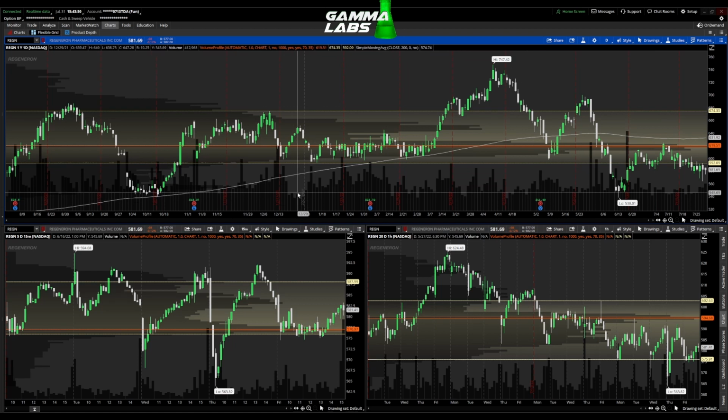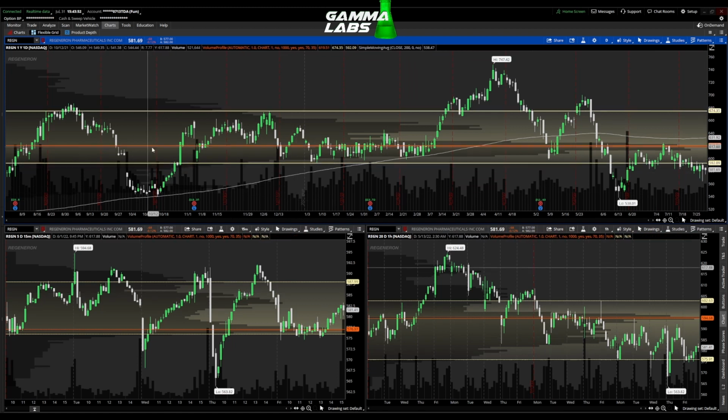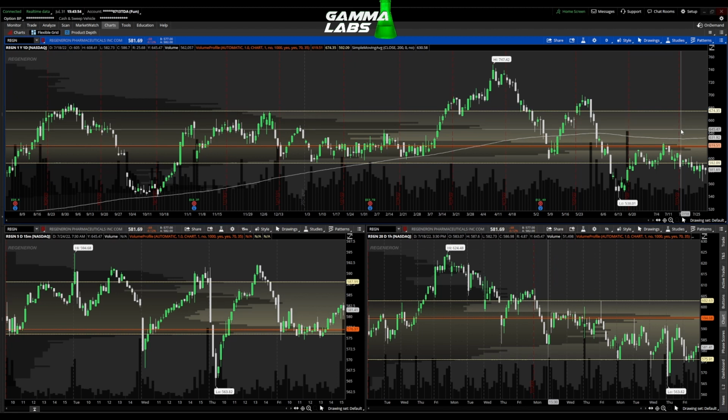Regeneron, okay. So for this chart, yearly point of control is 619.51. Lower value area is 592.09. It's currently trading at 581.69. Pretty close to that lower value area.